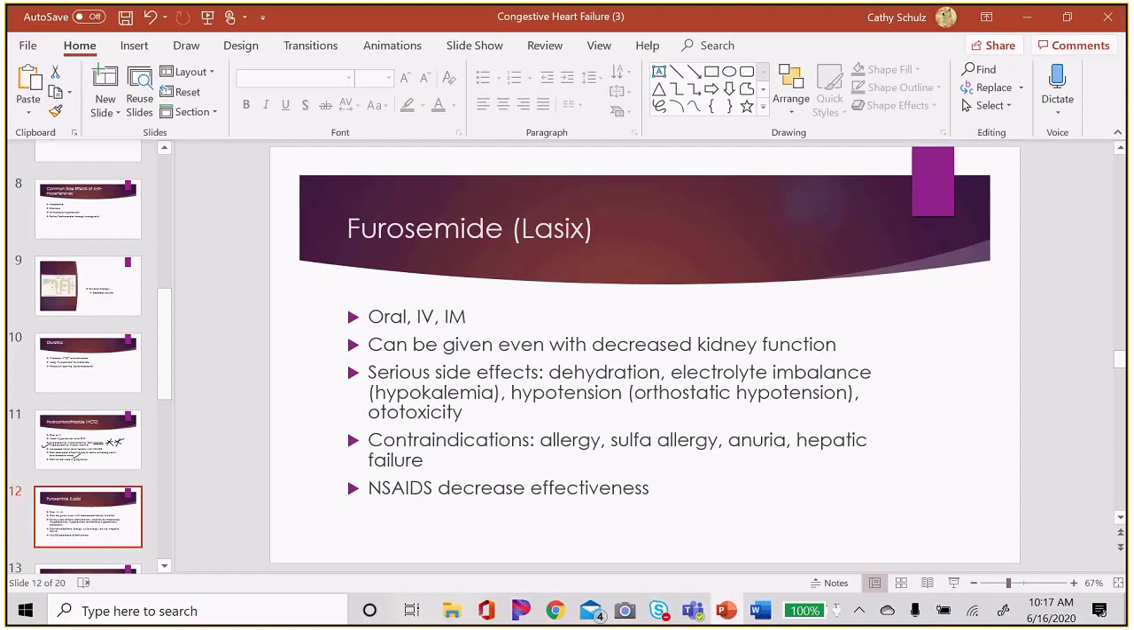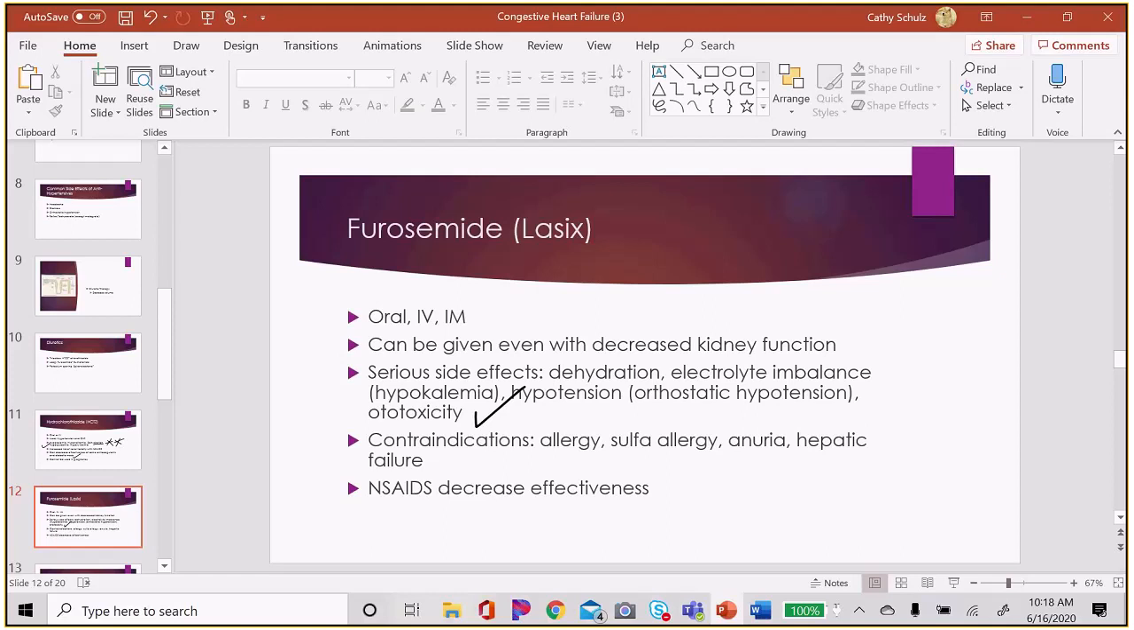It has some extra things. Because it can draw so much more fluid, the person could develop orthostatic hypotension. And for some reason, it can sometimes cause ototoxicity. And that means that it could affect the function of the ears, and the person could have decreased hearing. So that is especially an issue if the patient gets IV Lasix and that's pushed too fast. It can actually cause issues with their ears. So you have to be careful.